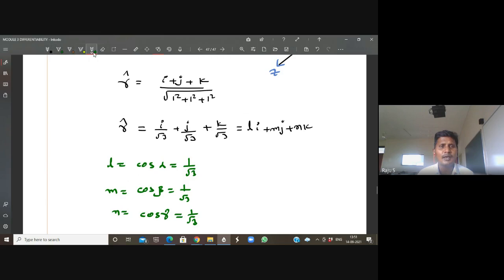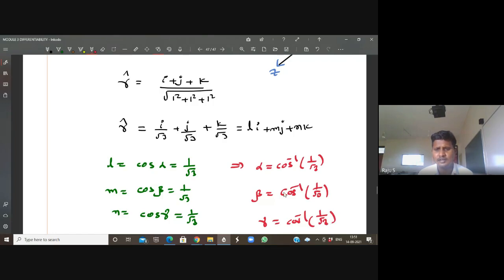Which implies alpha is cos inverse of 1 by root 3. Beta is cos inverse of 1 by root 3. Gamma is cos inverse of 1 by root 3. So see here, all the angles are the same, cos inverse 1 by root 3. Therefore alpha is equal to beta is equal to gamma.